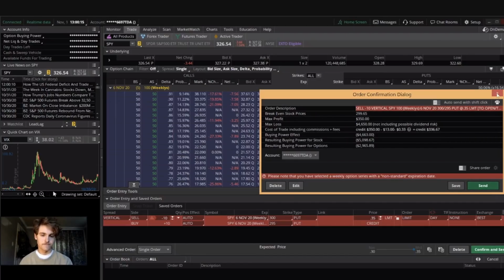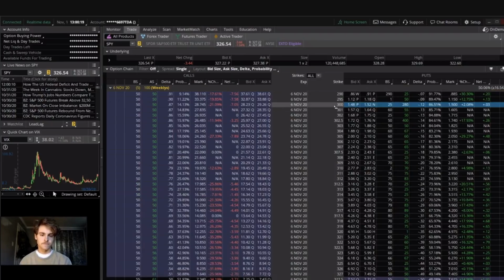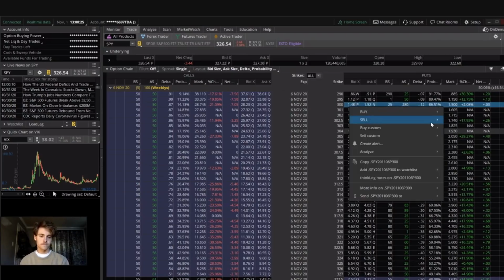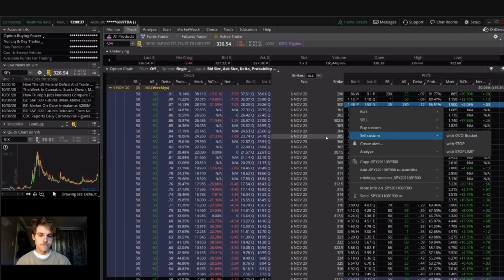The biggest thing, again, you go up to the strike price you want. It doesn't matter where you click. Just right click, sell, vertical, right there. Yep. That is how you enter a credit spread, a put credit spread in this case, because we are trading on the puts. So yeah, that's the execution.